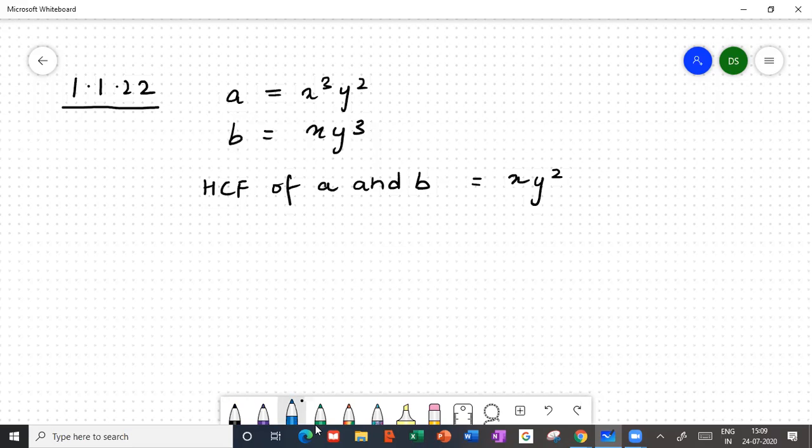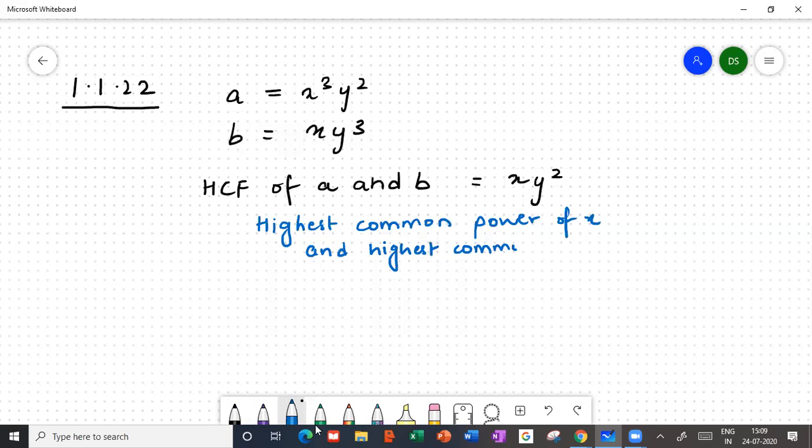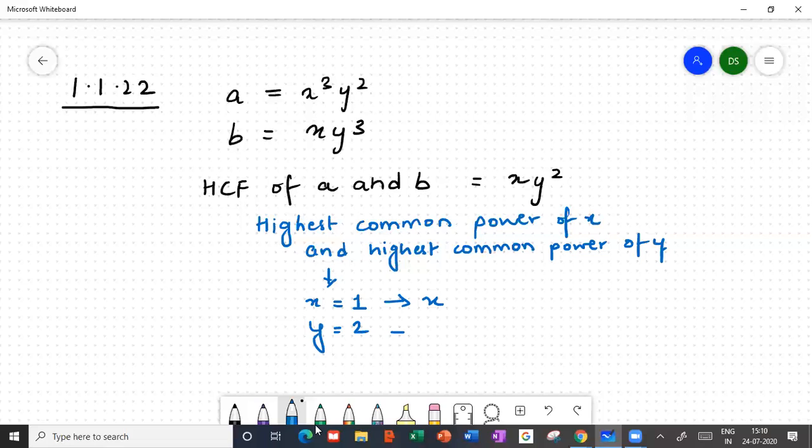How did I get this? It is nothing but the highest common power of x and the highest common power of y. So for x, the highest common power is only x, right? X to the power 1, isn't it? Because b is x y cube and a is x cube y square. So the highest common power of x is 1, that is nothing but x. And for y, it is y square and y cube. So I can say y square is common, isn't it? So this is how you get x y square.